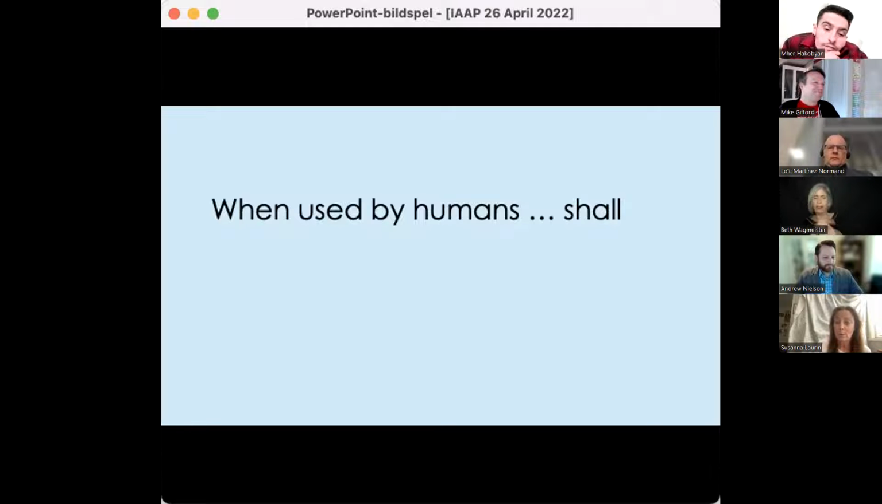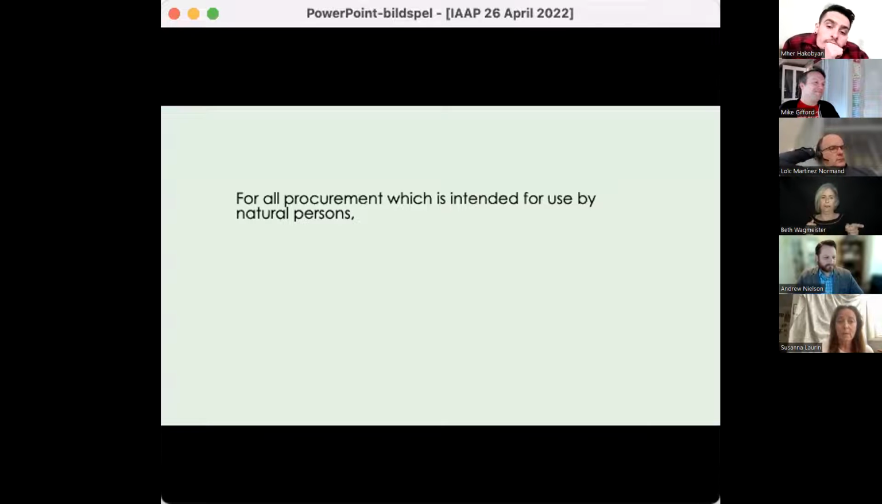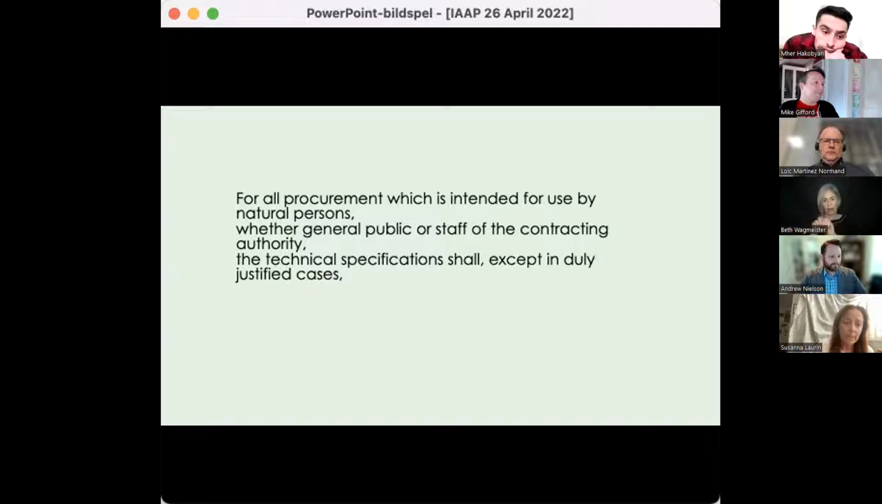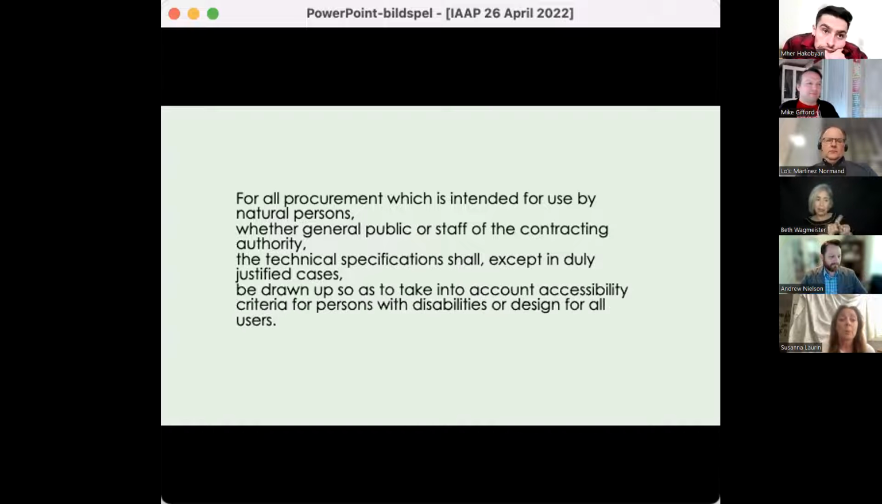This is the new directive from 2017. It says: for all procurement which is intended for use by natural persons, humans, whether general public or staff of the contracting authority. So fine, this is important because not only externally, but also staff can have accessibility requirements. That's good, and that's rather new as well, to have that clarification. The technical specifications shall, except in duly justified cases, not only was it not possible, but you need to justify, be drawn up so as to take into account accessibility criteria for persons with disabilities or design for all users. So this is much stronger than it was before.